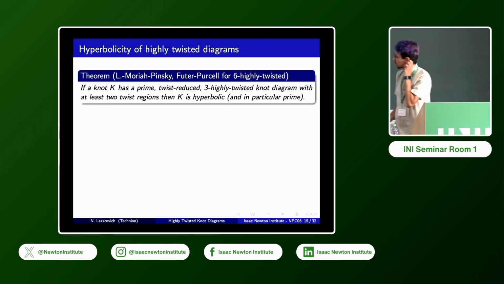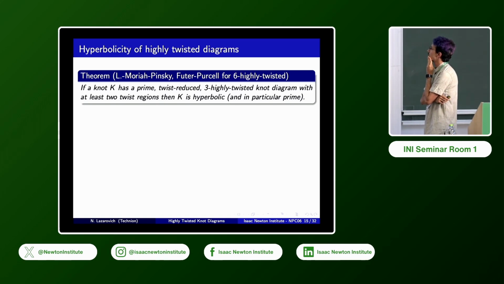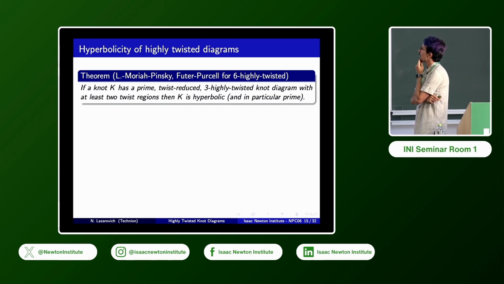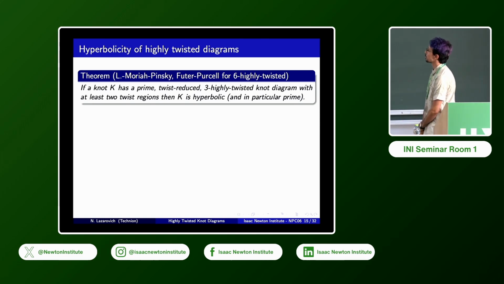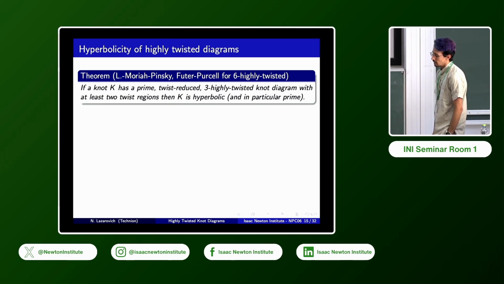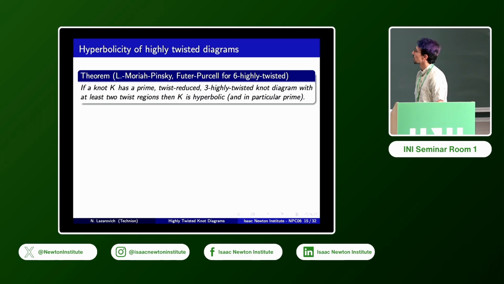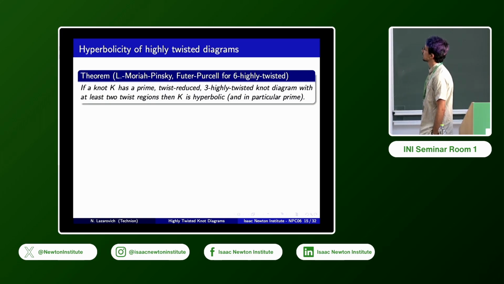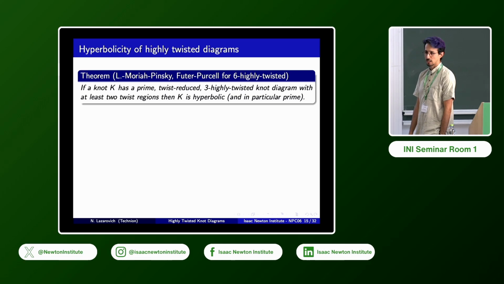So here's the first theorem. This is a theorem of mine, work with Yoav and Tali, but also a version of this existed for the number 6 instead of 3 by work of Futer and Purcell. And it says that if you're given a knot diagram that is prime, twist reduced, and 3 highly twisted, with at least 2 twist regions, then K is hyperbolic.